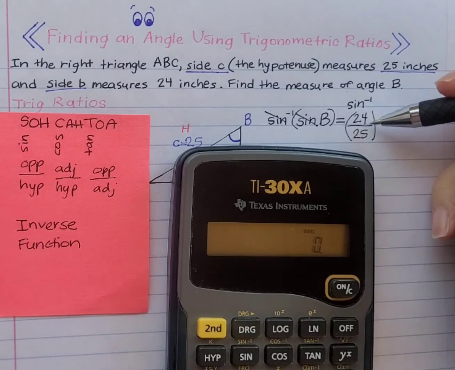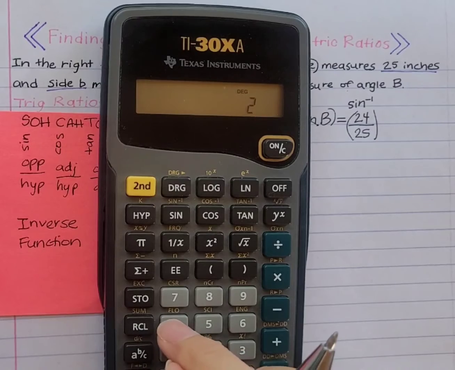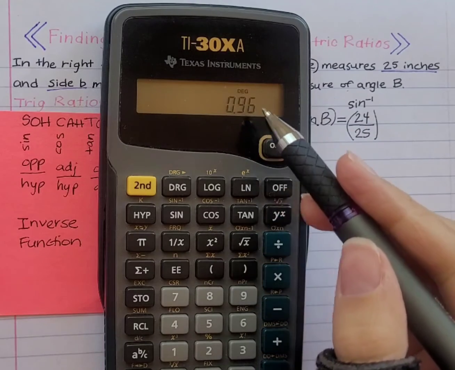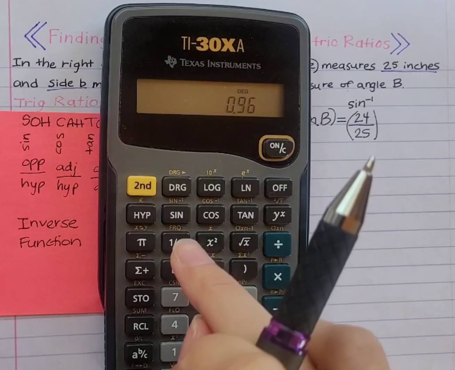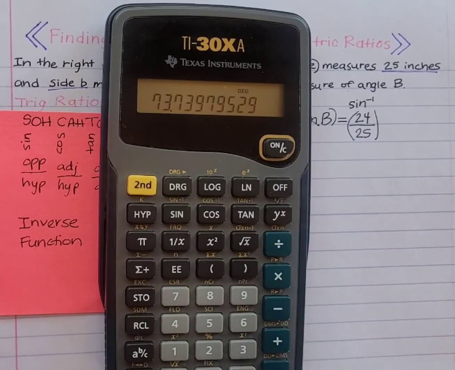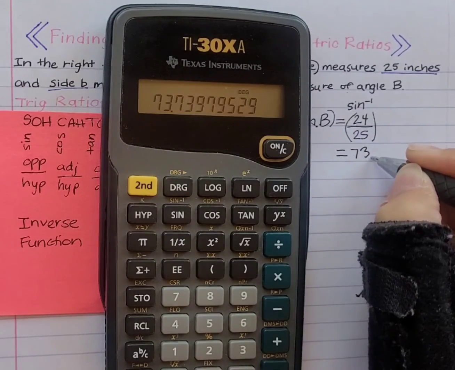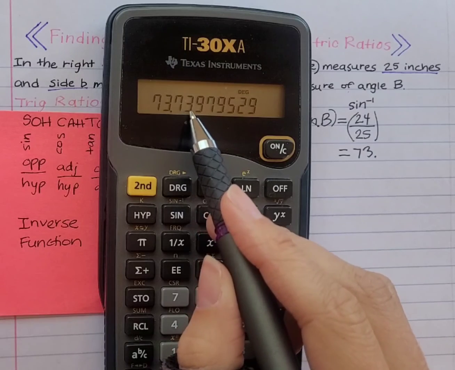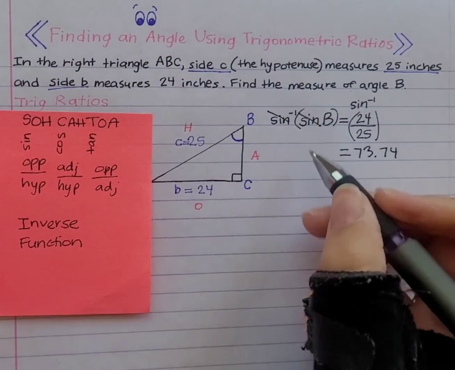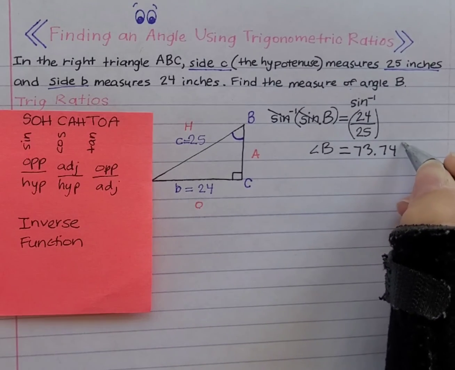We're taking 24 over 25, and in our calculators we need to put the number in first. So we're taking 24 divided by 25 equals 0.96, and now we need to take the inverse sine of that. Right above sine we see the inverse sine notation, so we push second, inverse sine, and voila, we get 73.7, and we are going to round to 2 digits, so that rounds to 73.74. So our angle B is going to be approximately 73.74 degrees.